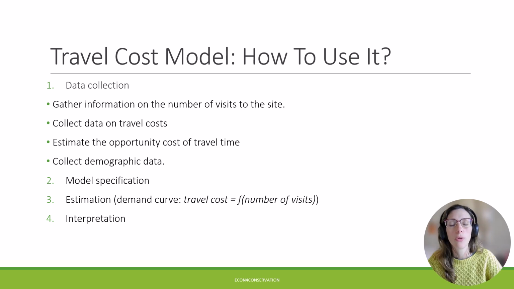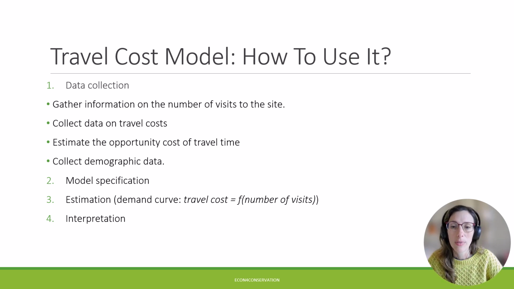The second step is model specification. We also use statistical models here to relate the number of visitors to the travel cost and other relevant variables. There are two main types of travel cost models, single site and multiple sites. Because this is very specific, I might do another video focusing only on these models. For now, let's just focus on the travel cost model in general.